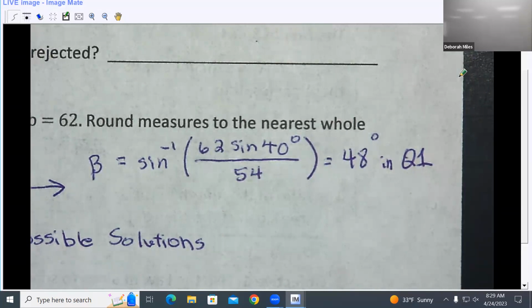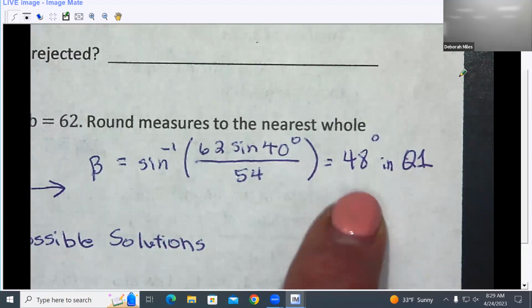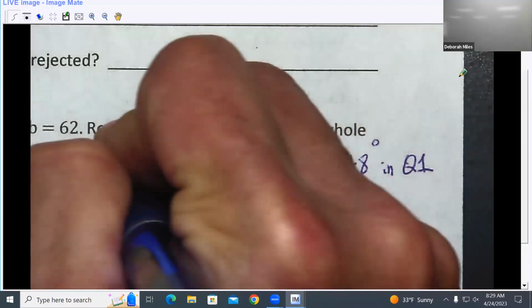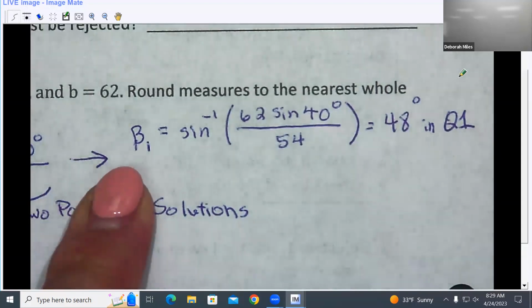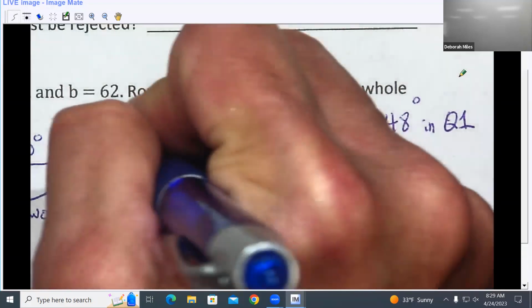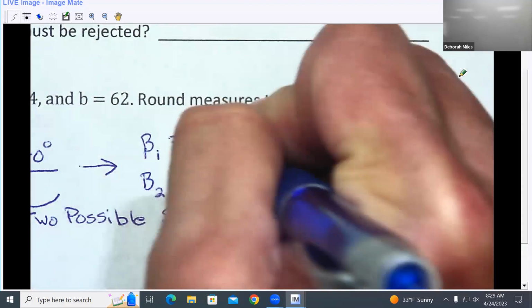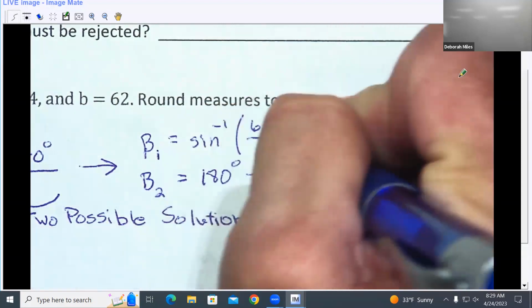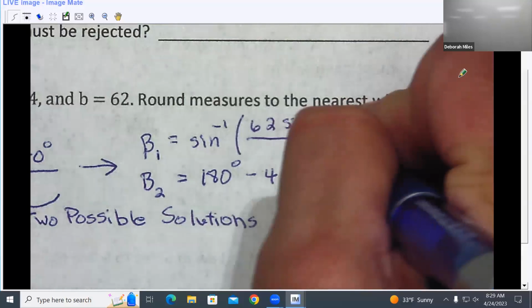The first quadrant angle is 48 degrees from the positive x-axis. I also want the angle that's 48 degrees from the negative x-axis. So I'm going to call that my possible angle B1. And then my possible angle B2 would be 180 degrees minus 48 degrees, which would be 132. So 132 degrees.